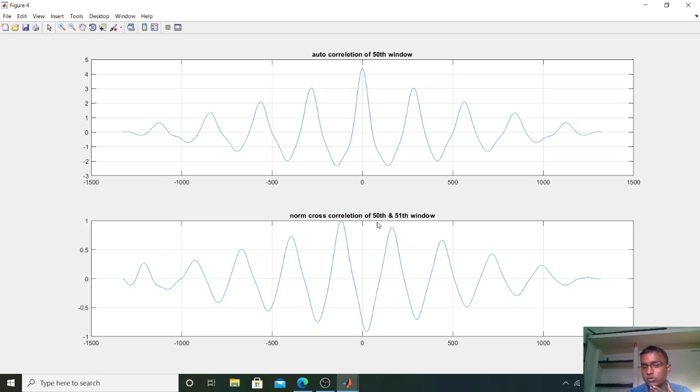After that, normalized cross correlation. As we know, normalized cross correlation need not be maximum at k equal to 0, and we can see this from here also. This one is for the 50th and 51st window.